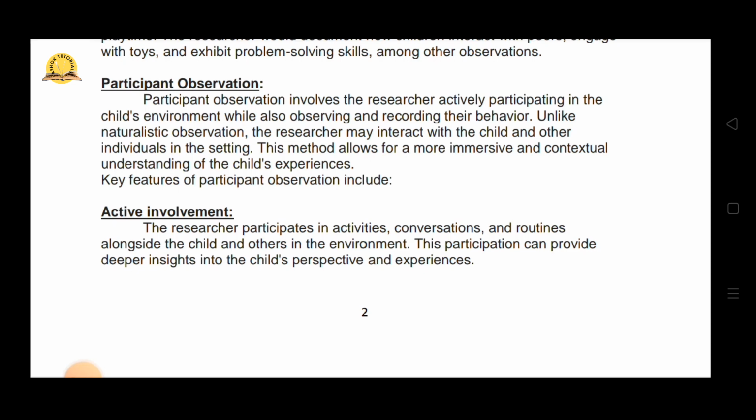Now let us see active involvement. The researcher participates in activities, conversation, and routine alongside the child and others in the environment. This participation can provide deeper insight into the child's perspective. All right. So here they are saying what the researchers can do. See, who are researchers? Researchers are the teachers, right? Or the persons who are interested in learning about the child. So we will converse with the child. We will set up routines. All right. And we will observe the child in different types of environment, so how he or she is behaving. So all these things are being studied and taken care of by the researcher, right?